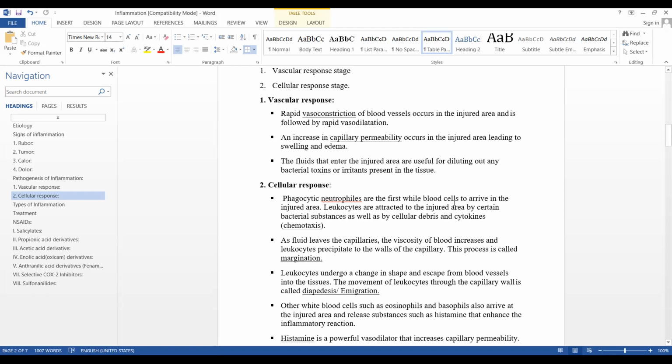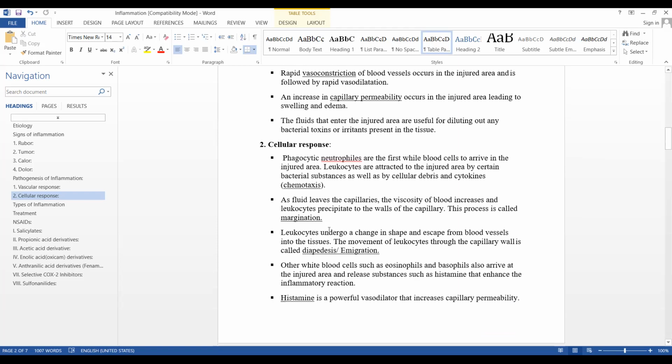These are attracted and gather into the injured area, and that process we call chemotaxis. These are also attracted by the cellular debris and cytokines. These leukocytes are attracted to the injured area by certain bacterial substances, as well as by cellular debris and cytokines. This is called chemotaxis.